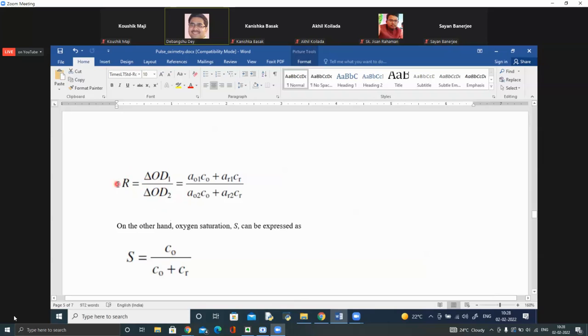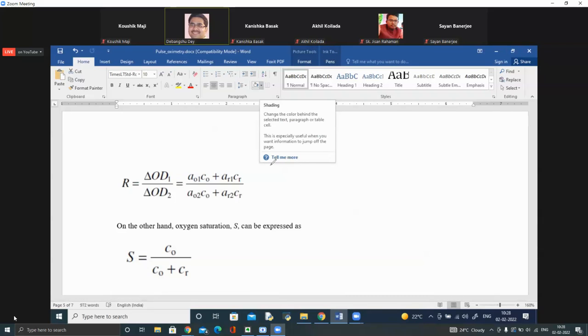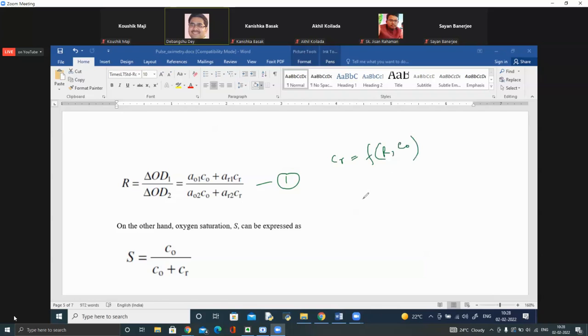So how to solve it? R we can measure. So from this equation, if I call it equation 1, from equation 1 we find out the value of CR as a function of R and CO, and the other coefficients AO1 and so on. So put this CR value here, and solve it. You will find the value. You can solve it on your own, and it is coming up as this one.